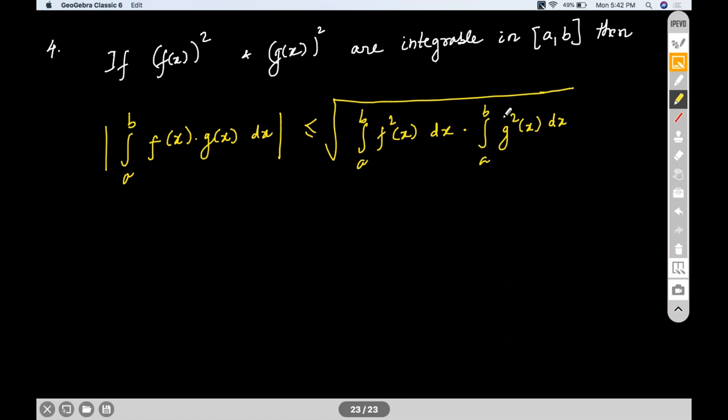Okay, so what it's trying to say is that the mod of the integral of the product, where you are multiplying f of x into g of x and then integrating from a to b, will always be less than or equal to the square root of the product of these two separate integrals, that is, the integral of f square and g square, both from a to b, under root. Okay, so first I will prove this property.